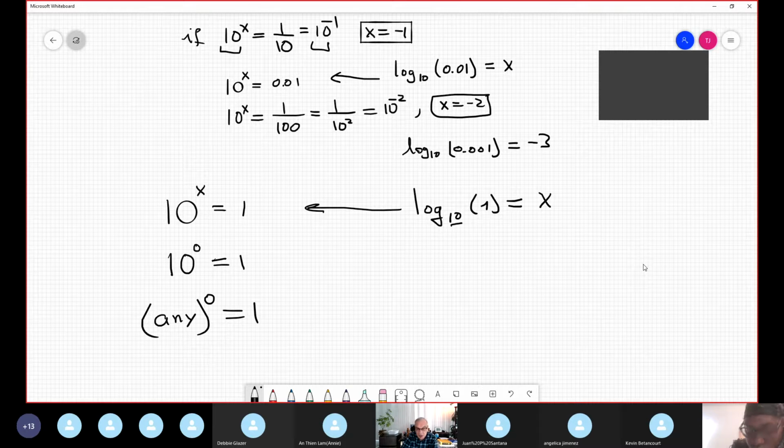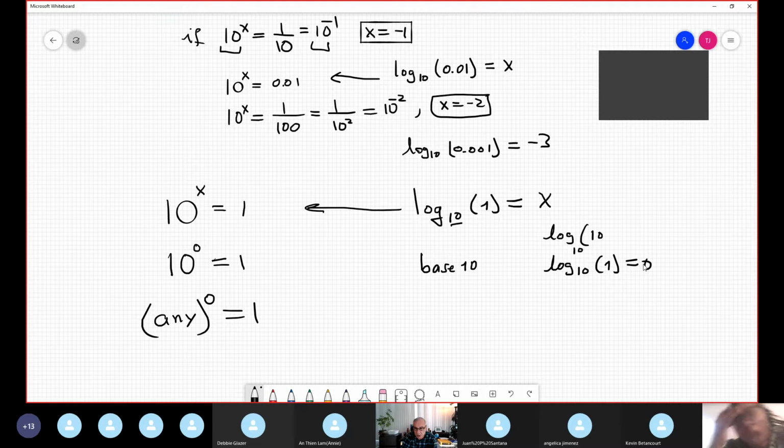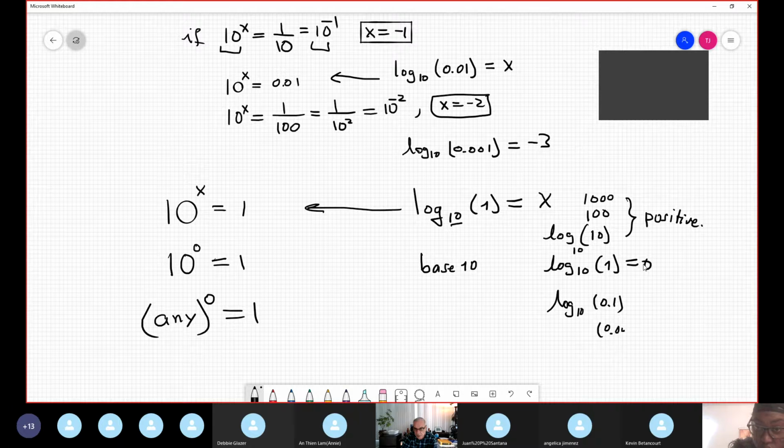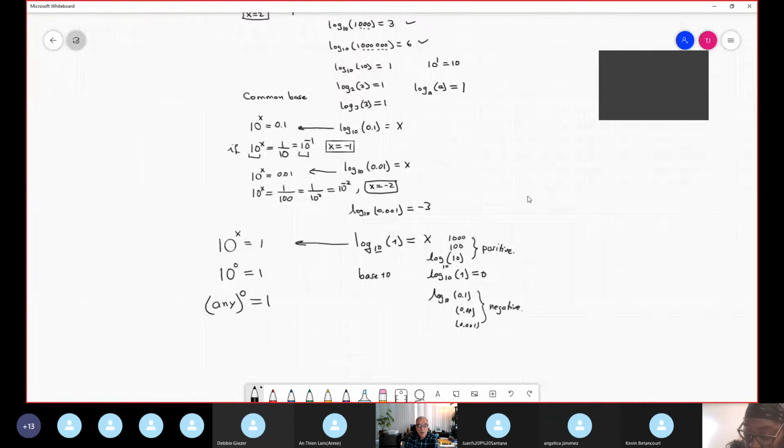So conclusion, when the base is 10, logarithm base 10 of 1 is 0. With another base, maybe something a little different happens. The logarithm of a number greater than 1, base 10 of course, like 10, 100, 1,000, a million, is a positive number. However, logarithm base 10 of 0.1, 0.001, 0.0001 is negative. Okay? Let's practice a little bit and you help me.